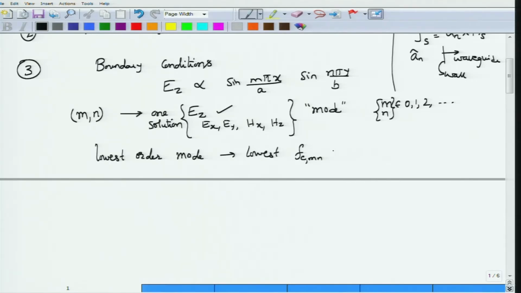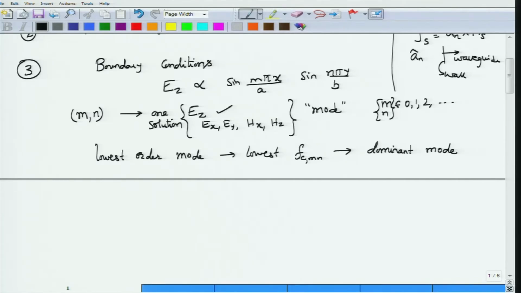So this lowest order mode has the lowest cutoff frequency, fc_mn. The moment the generator frequency f exceeds fc, this mode would always be conducting, or this mode would appear inside the waveguide. Because this is the one which conducts at the least possible cutoff frequency and is always present whenever f is greater than fc, it is called the dominant mode, okay. So the lowest values of m and n, for which Ez and all the other corresponding components are non-zero, give the lowest order mode or the dominant mode.